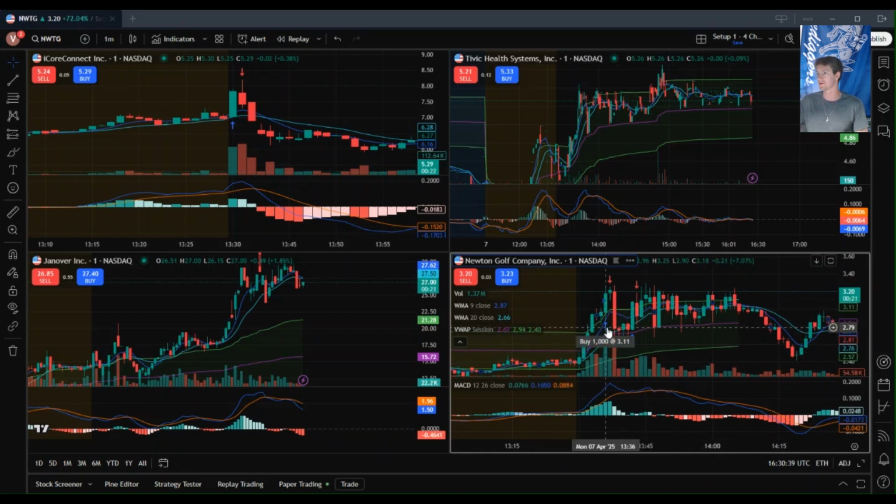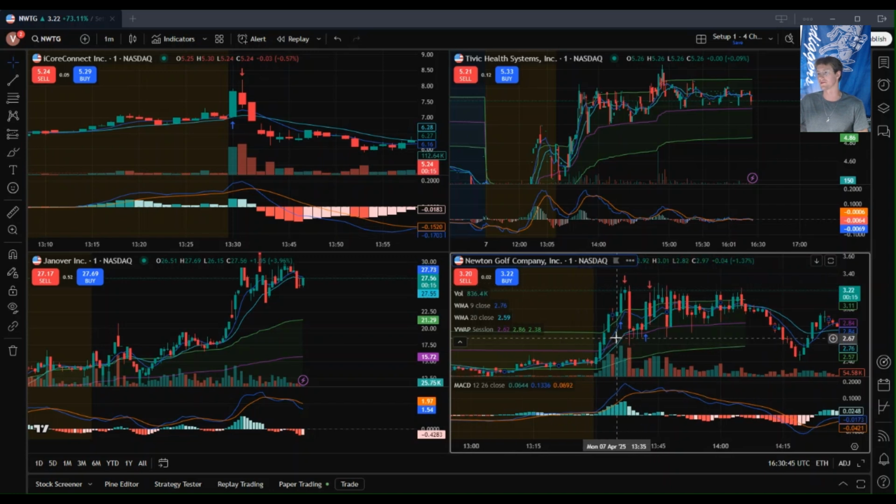So here I got in at 3.11, and then I got out at 3.13. So it only rose 2 cents. We made $20. Not very good.